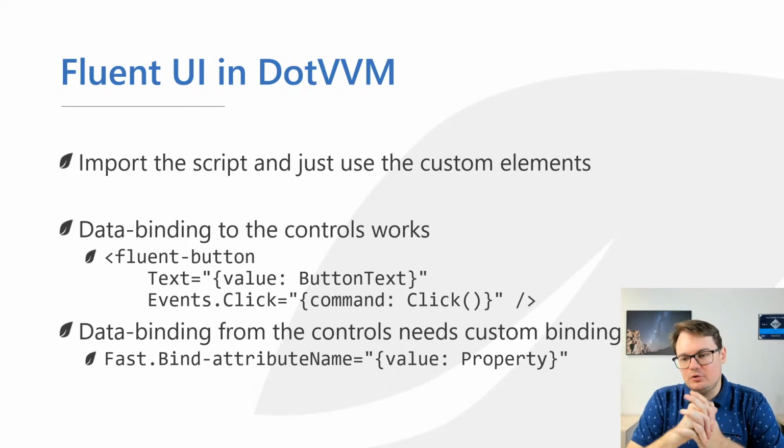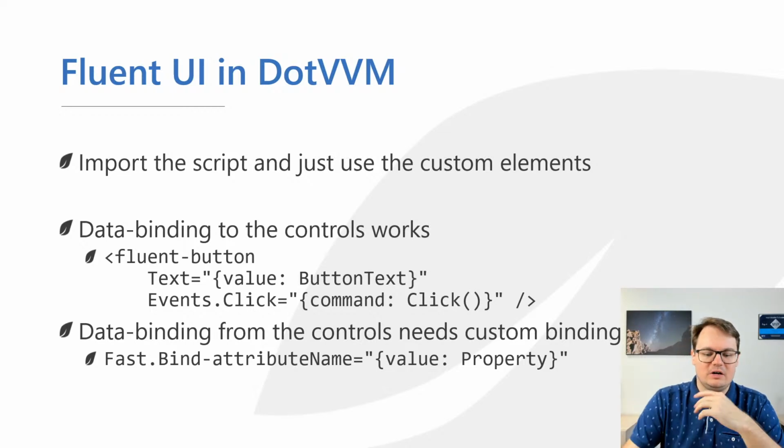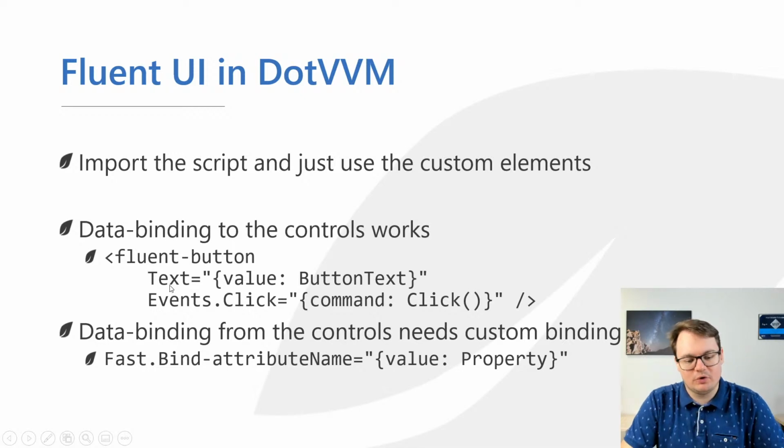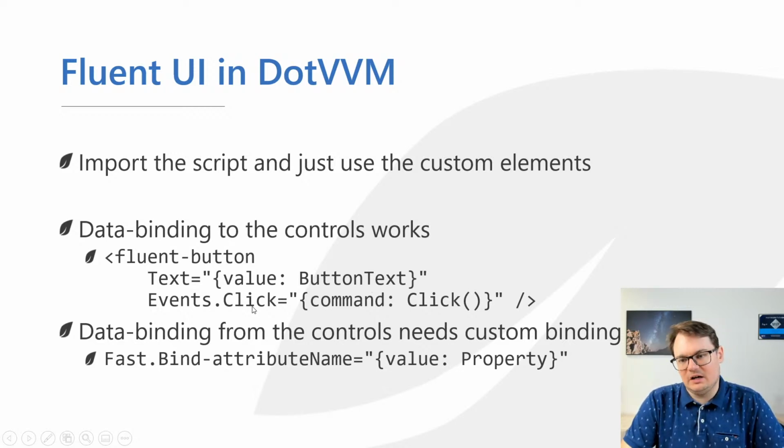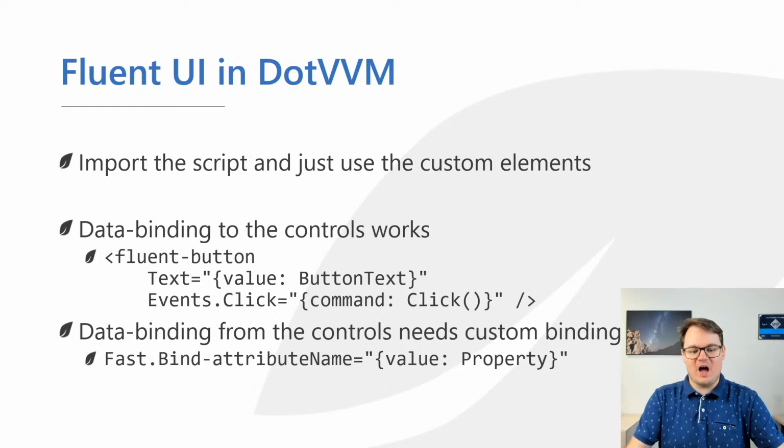Okay, so how to use it in .vvm? Basically, DotVVM can do a lot of things with custom elements. So you can use the data binding. For example, if you want to bind a text on a button, you can just use value binding. It will just work. And we have the universal click event handler, which you can use on the buttons. So it won't be just click equals something. You will need to use events.click, but it basically renders on click equals some JavaScript, which is fine even for the Fluent button.